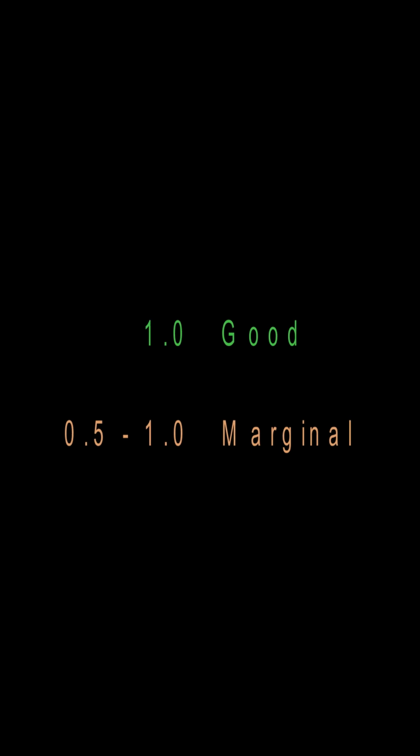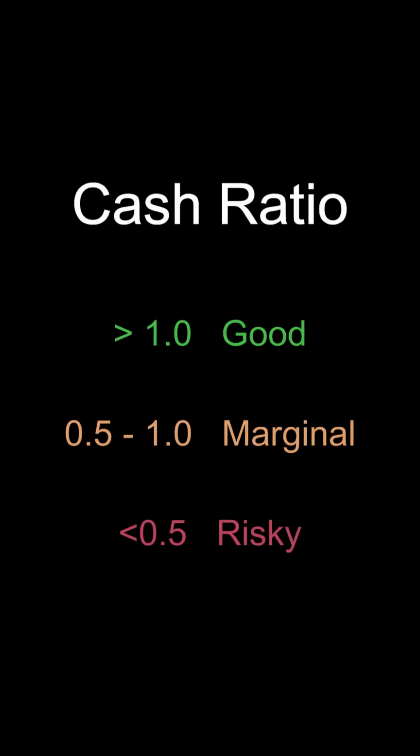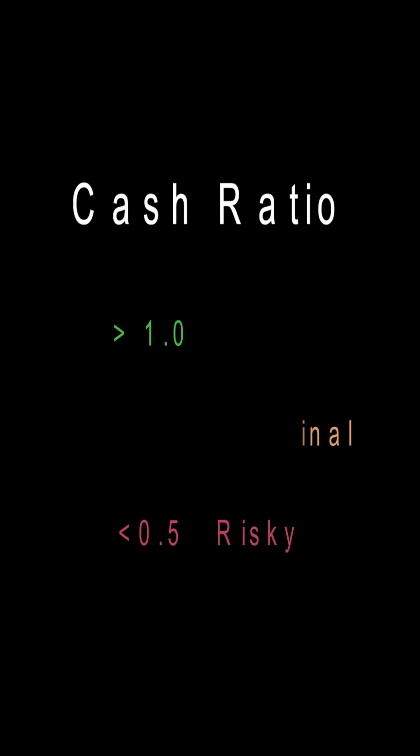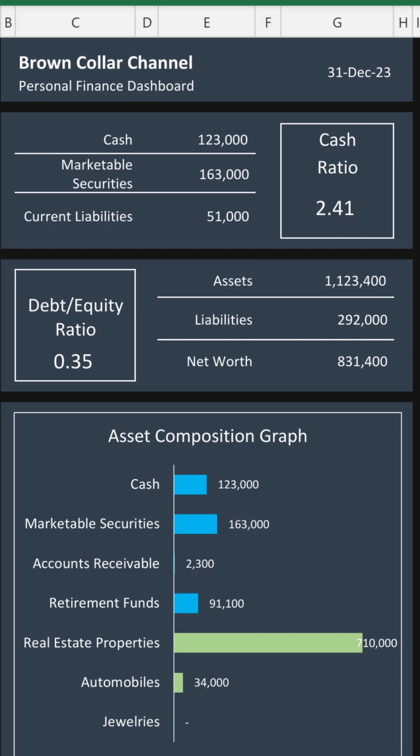In general, a cash ratio equal to or greater than 1 indicates a company has enough cash to entirely pay off all short-term debts. A ratio above 1 is generally favored, while a ratio under 0.5 is considered risky as the entity has twice as much short-term debt compared to cash.